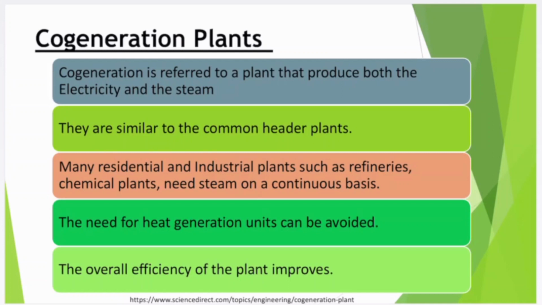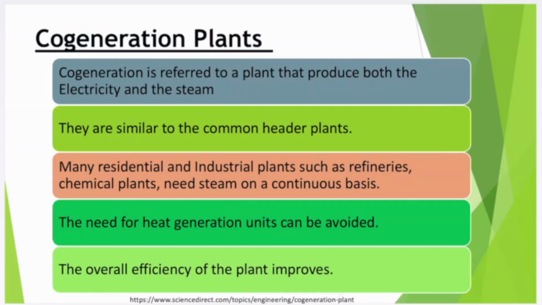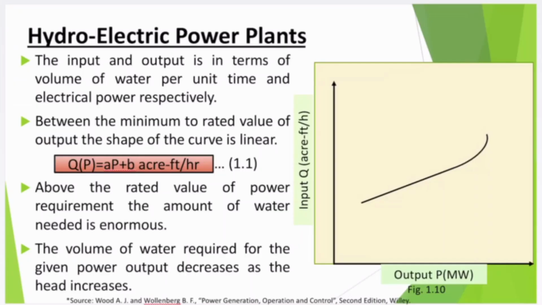They are similar to the common header plants, and many residential and industrial plants such as refineries and chemical plants need steam frequently. So instead of converting their electricity into steam, probably they can buy steam directly from the power plant, which is situated quite near, so that we can use the steam directly instead of getting electricity. And also the need for a heat generation unit can be avoided. The overall efficiency of the plant will certainly improve, because the second level conversion from electricity to heat is completely omitted.